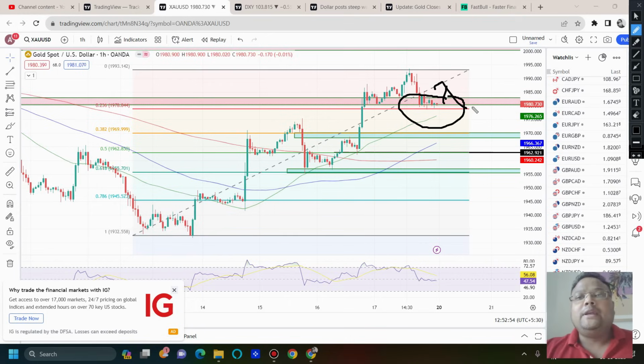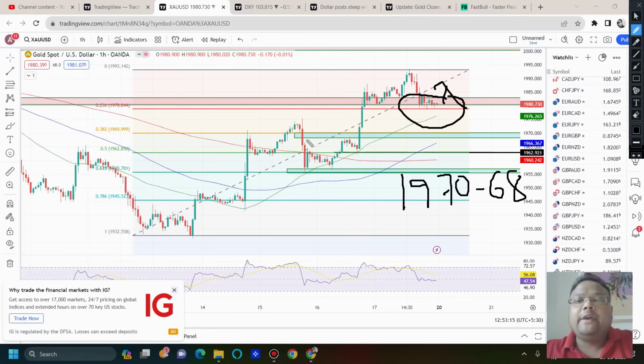On the other hand, during the day, if we see the market going down, do not expect a complete trend reversal, because for a trend reversal, what do we need? We need the backing of a fundamental factor, and we don't have that. So our first support will be around 1970 to 1968.